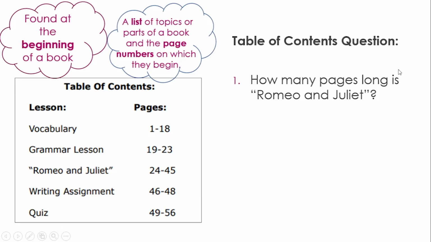So how many pages long is Romeo and Juliet? So we're going to look here at Romeo and Juliet, and it's 24 to 45. So the answer is 21. It starts on page 24, and it ends on page 45. And that gives us 21 pages.